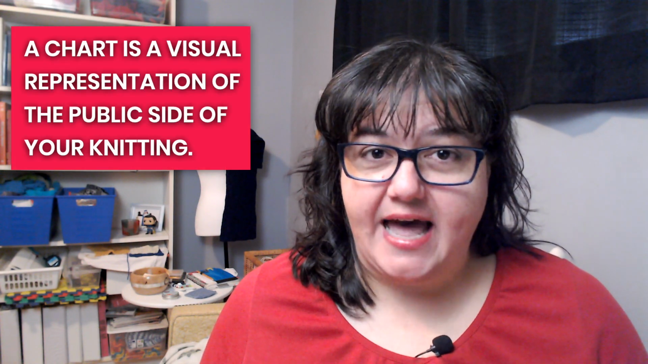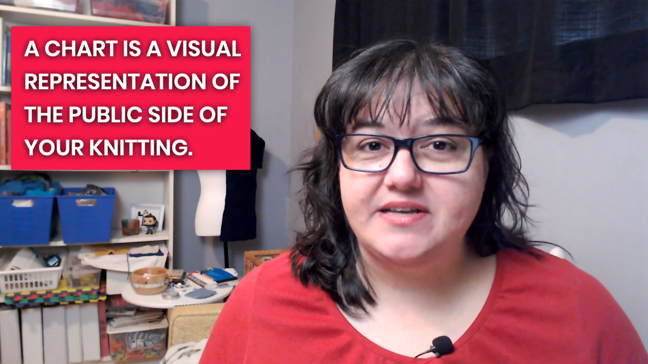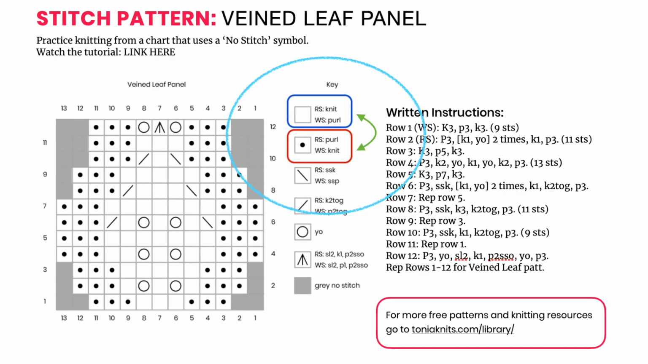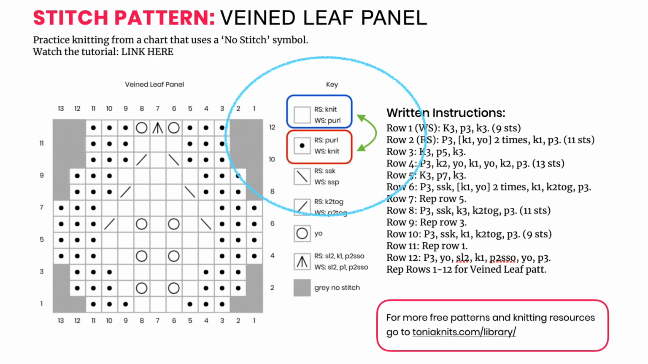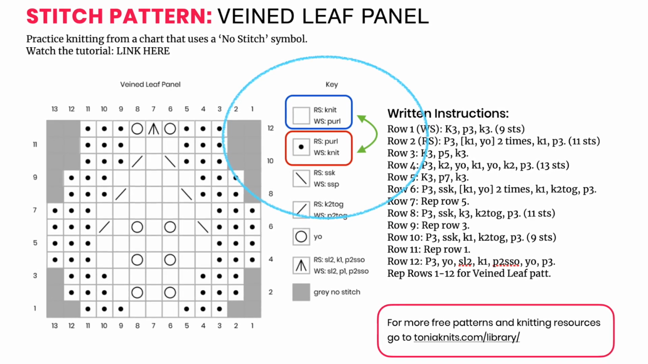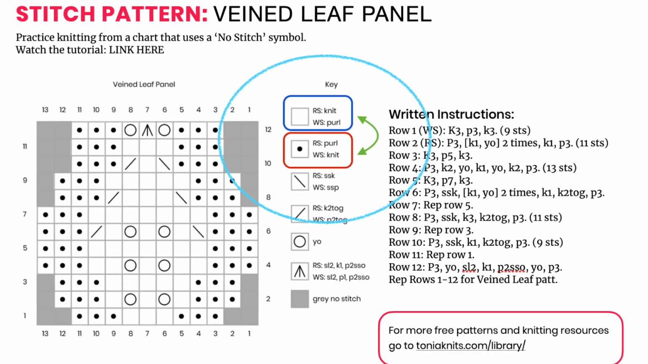The next thing you need to understand about a knitting chart is that it represents the right side or the public side of your knitting. So all of those blank boxes represent knit stitches. On the right side of the work, you knit those stitches. But if you're working a wrong side row, you have to purl those stitches so that knit stitch will be present on the front of the work.